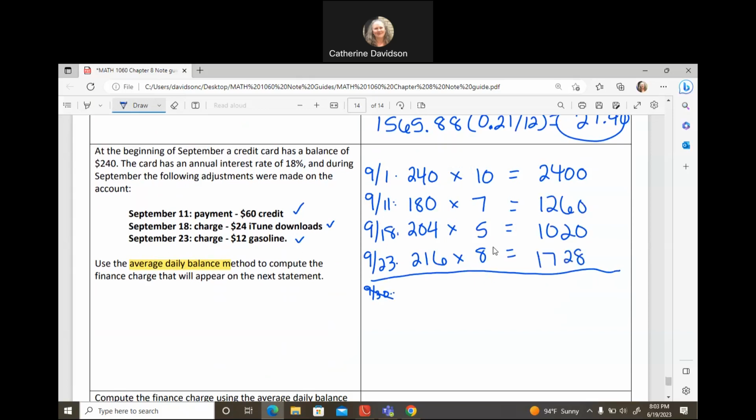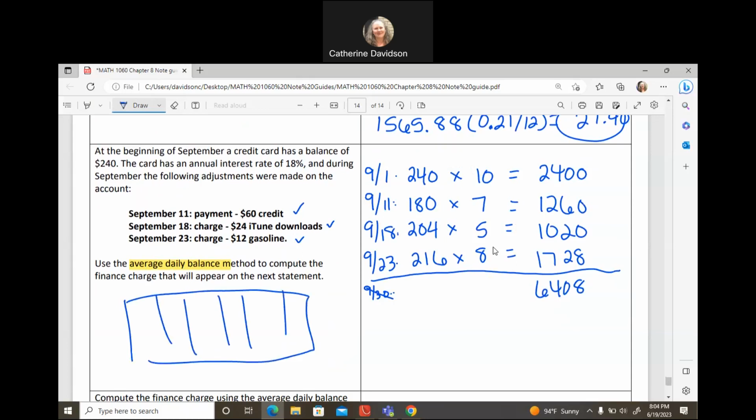And then we're going to add down that column on the right. So it's 2,400 plus 1,260 plus 1,020 plus the 1,728. And you don't have to draw this out. If you have a little calendar for September, the balance was 240 for 10 days.